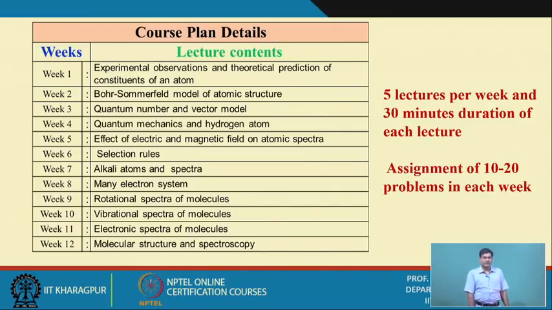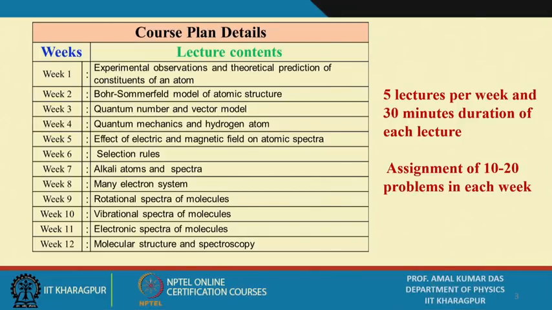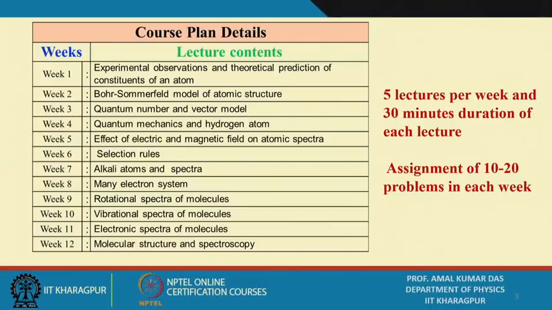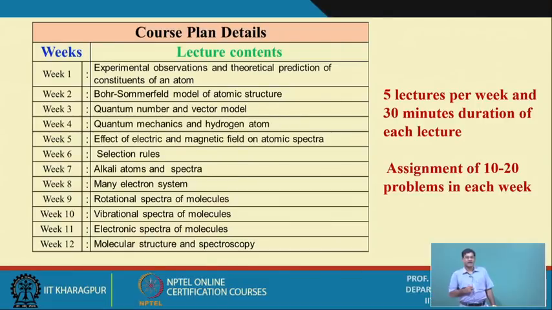Then selection rule, this basically concerns the transition of an electron from one energy level to another energy level and the corresponding spectral lines. There are some rules, all lines we cannot see, so that we will try to explore. Then alkali atom and atomic spectra, then many electron system. So, these are up to 8 weeks.